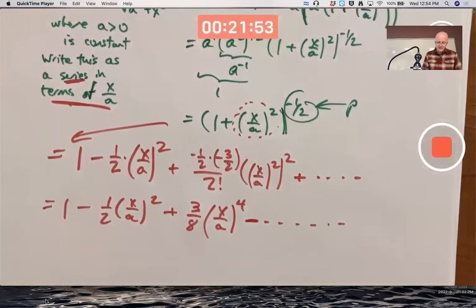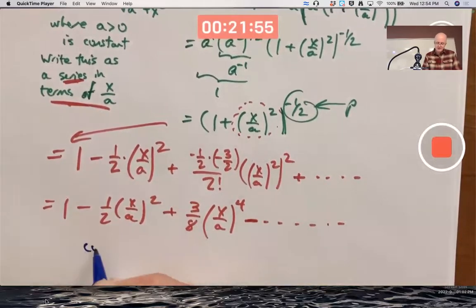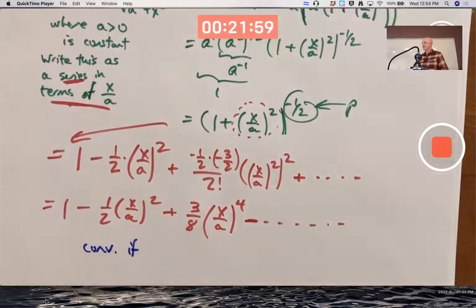What's the interval of convergence? This converges if the thing playing the role of x has an absolute value less than one.